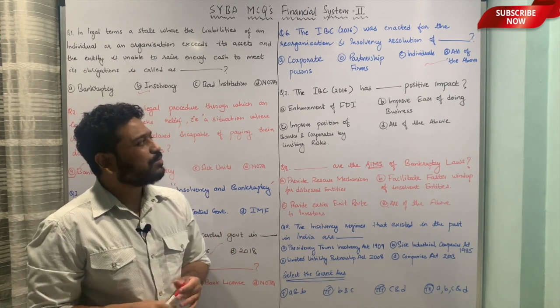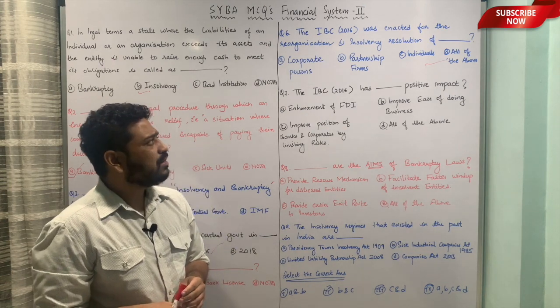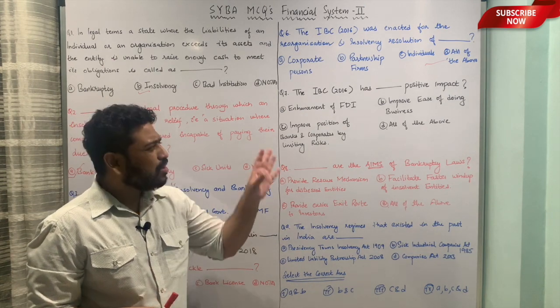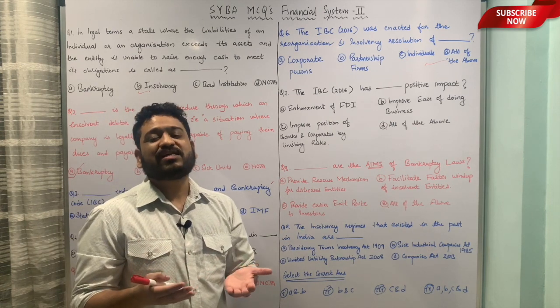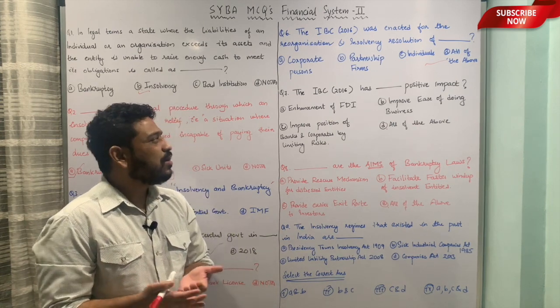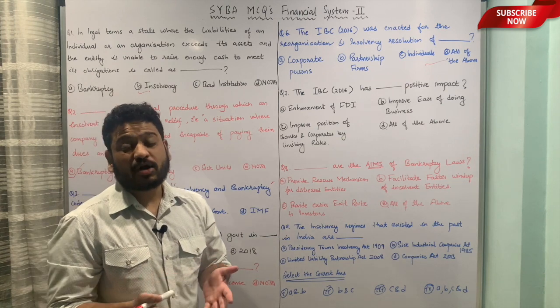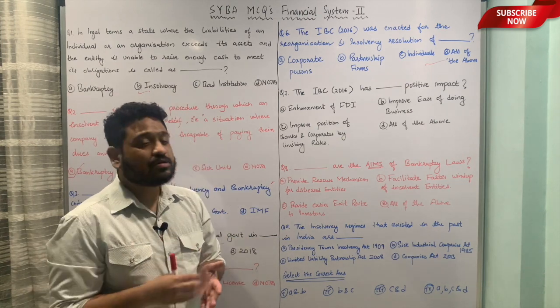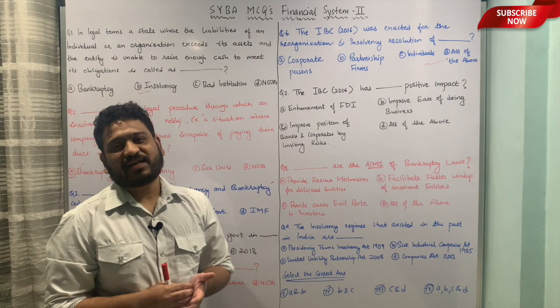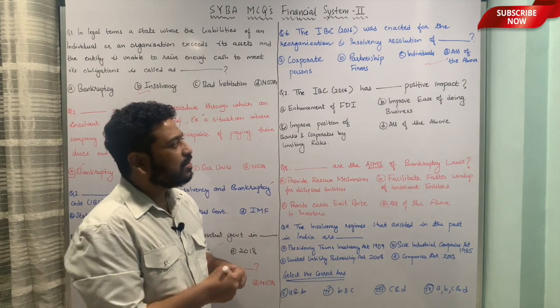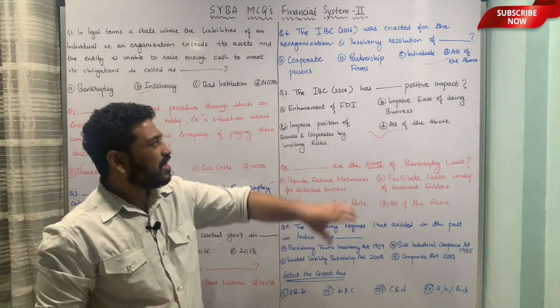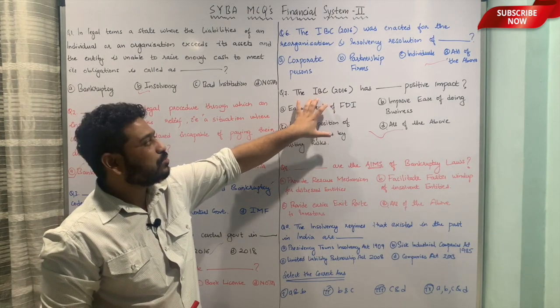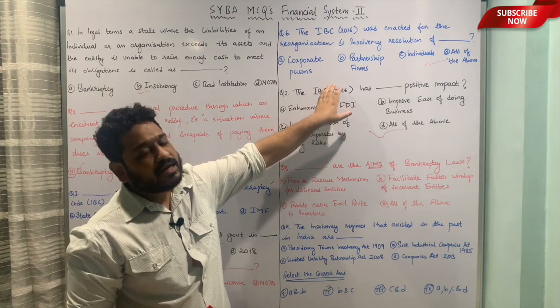So here again, what are the positive impacts of IBC? That is Insolvency and Bankruptcy Code. All of these are the positive impacts. That means in a sense to improve the ease of doing business in India, also improve the position of banks and corporates and limiting their risks, and also the enhancement of foreign direct investment in India. So here again option D, all of the above, is the correct answer to this particular question. I hope the positive impacts associated with IBC 2016 are pretty much clear.